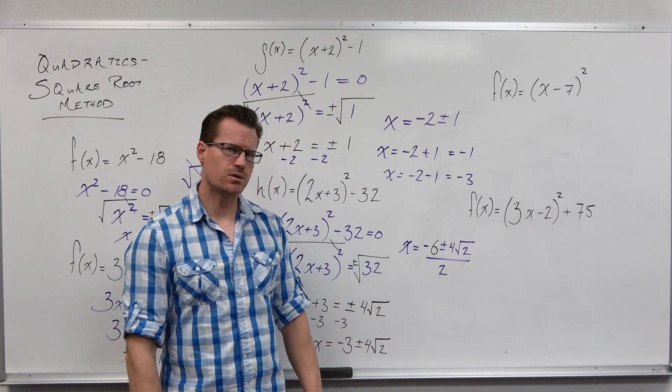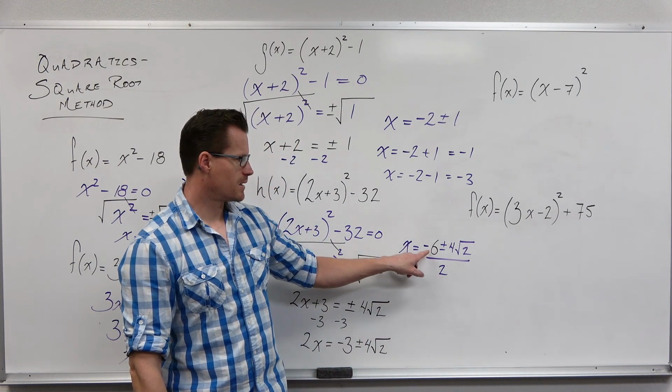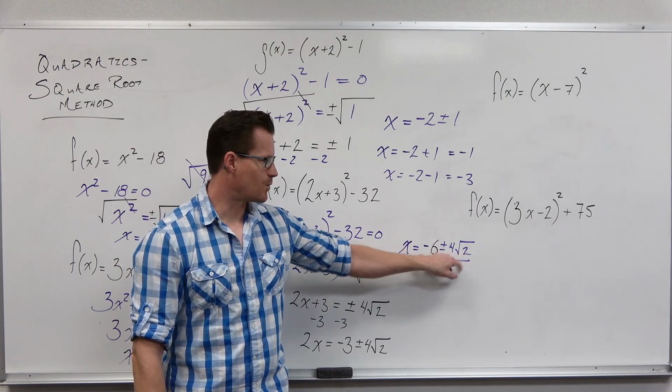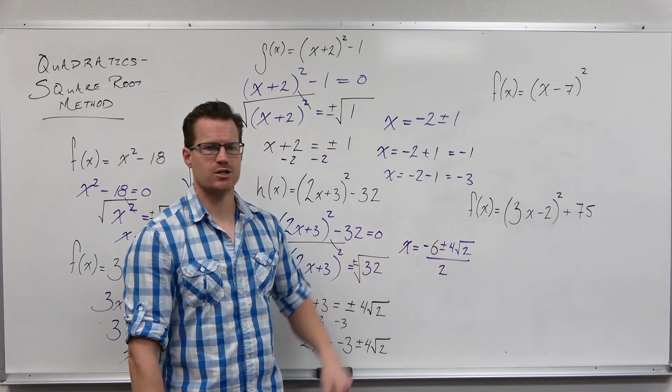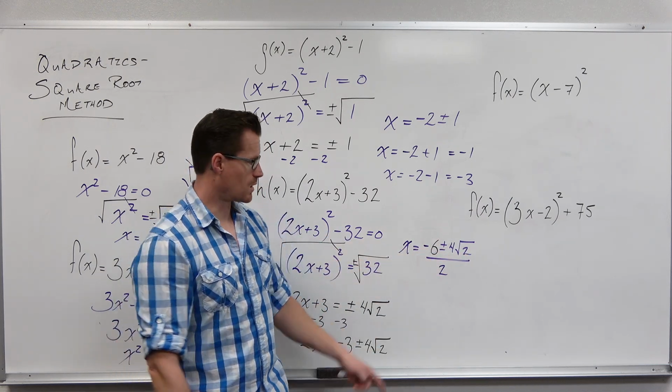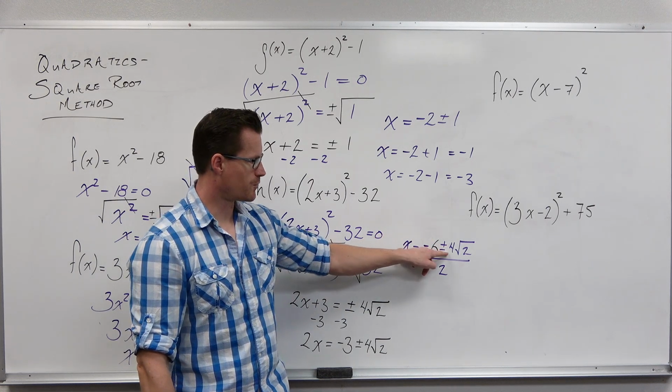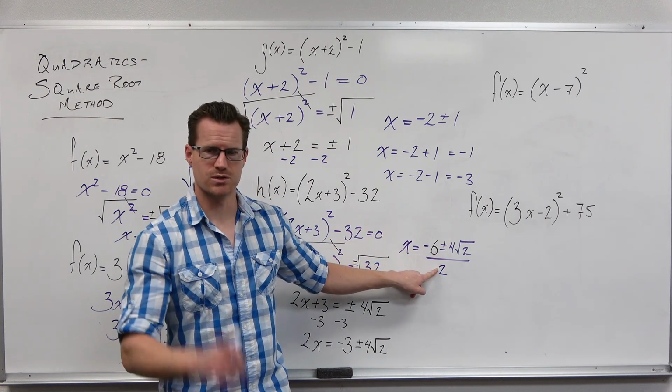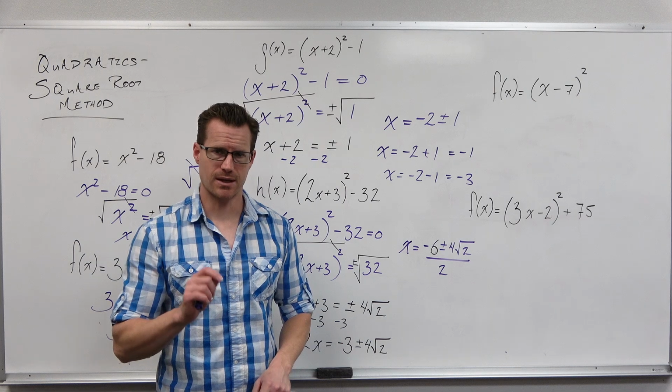What most people do is they divide each of these 3 numbers, not that one, divide each of these 3 numbers by 2. And that actually works. So 6 divided by 2 is 3, 4 divided by 2 is 2, 2 divided by 2 is 1. And you can simplify like that.